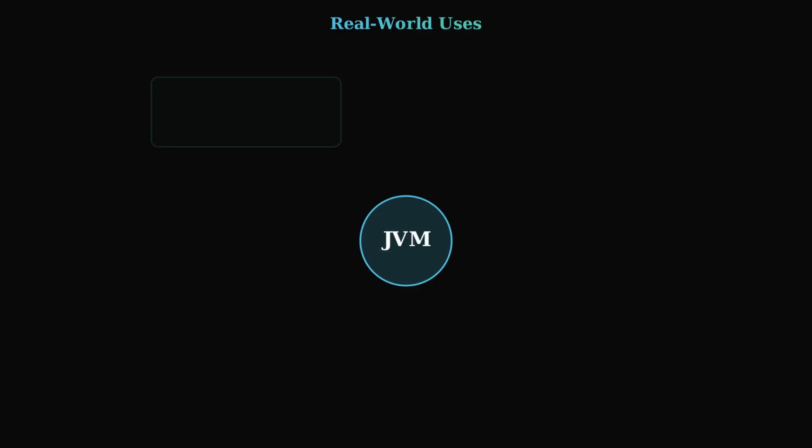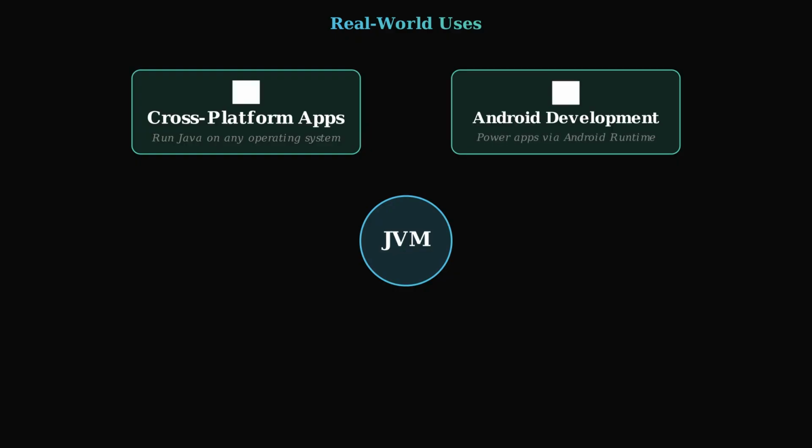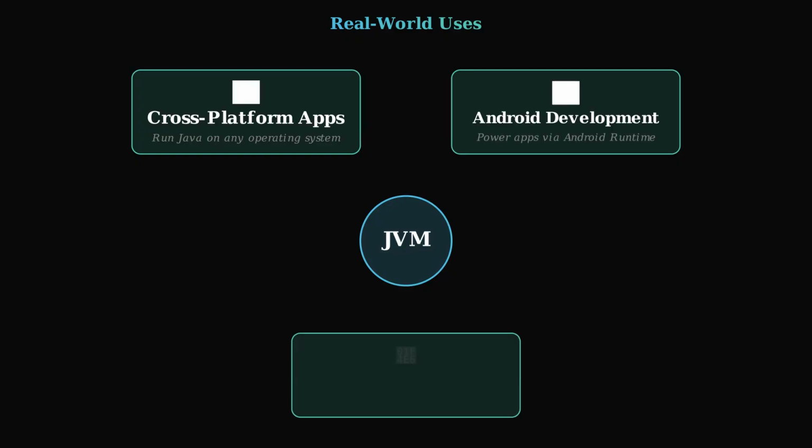How is JVM used in the real world? Cross-platform apps. Run Java on any operating system. Android development. Power apps via Android runtime. Enterprise systems. Handle large-scale business applications. JVM powers all these applications. Let's see the problem it solves.